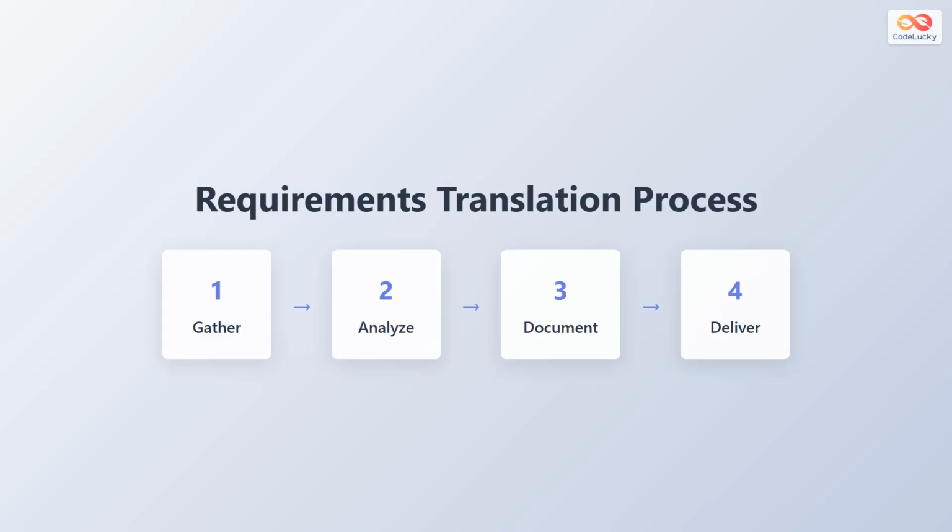The process of translating business requirements into technical solutions follows four main steps. First, they gather requirements from various stakeholders through interviews and workshops. Second, they analyze these requirements to understand feasibility and impact. Third, they document everything in clear, structured formats. Finally, they deliver these documents to the technical team who will build the solution.